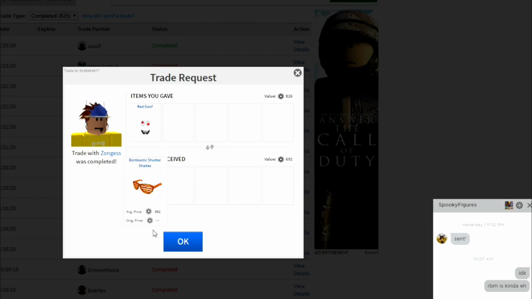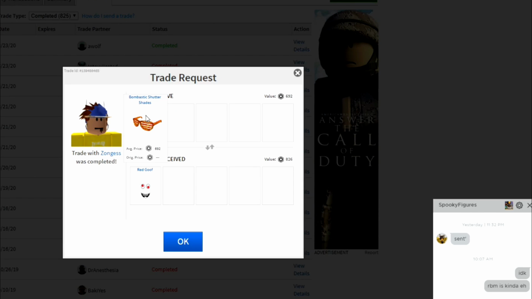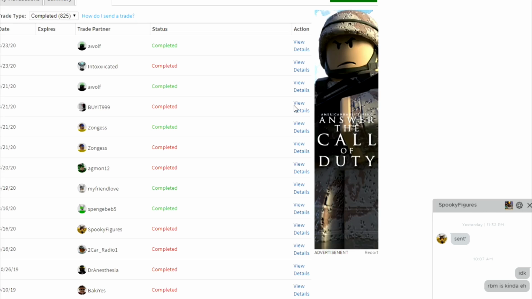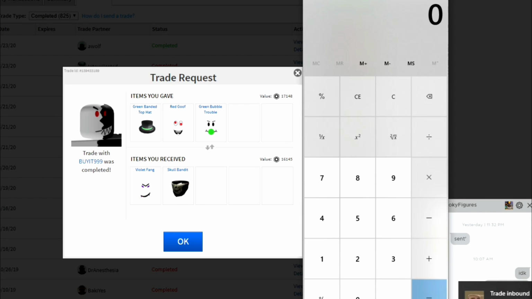And yeah, so this right here. Oh, right, this was actually a donation, but then I ended up trading it back because I needed the red goof to complete a trade, which is this trade right here. You can see that we get Violet Fang and Skull Bandit. Now, this is the decline of my short mini trading career. You can see here, this is 18K. So 18 plus 1, we're just going to value red goof at 1. And then this is like 5. I think at the time it was probably 6, but let's just say it's 5.